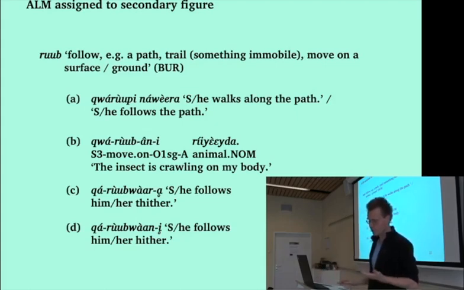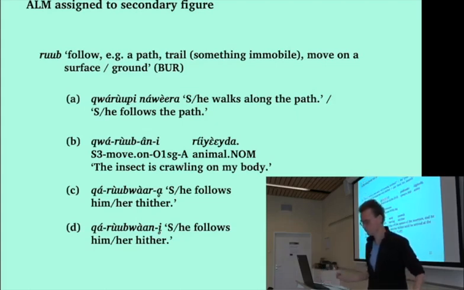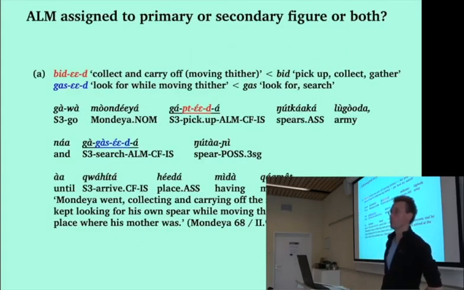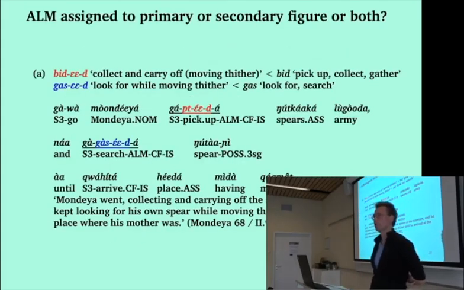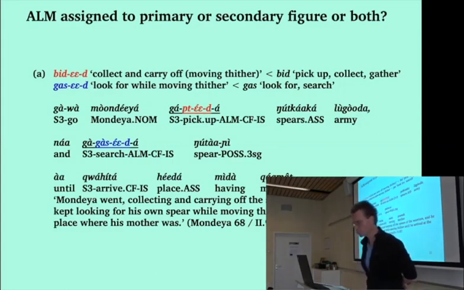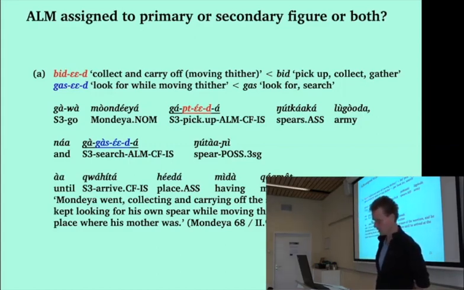For many situations, indeed, it is quite difficult to disentangle the loci of associated locomotion, since locomotion of a secondary figure would entail locomotion of the primary figure. So what you see in 21a in your handout, the ALM in be dead, to collect and carry off, might refer to both the primary figure, the person mondea, and the secondary figure, that is the spears here.